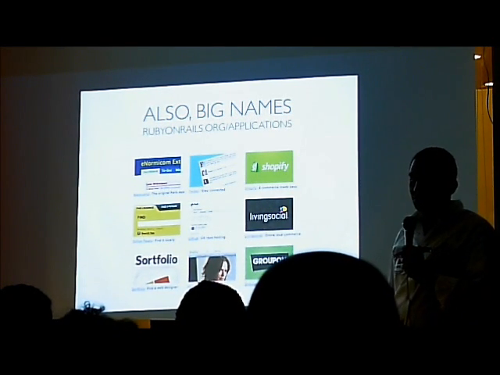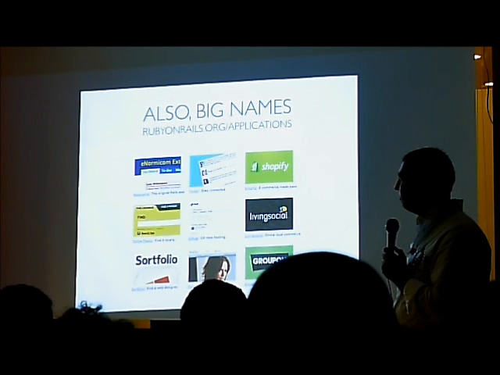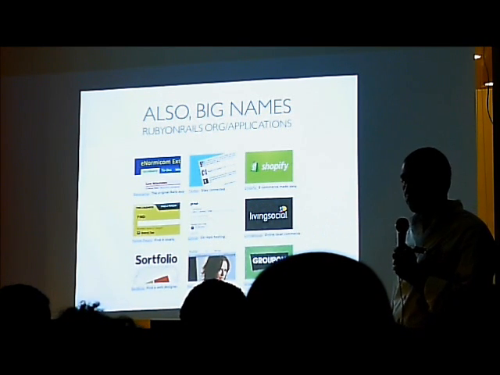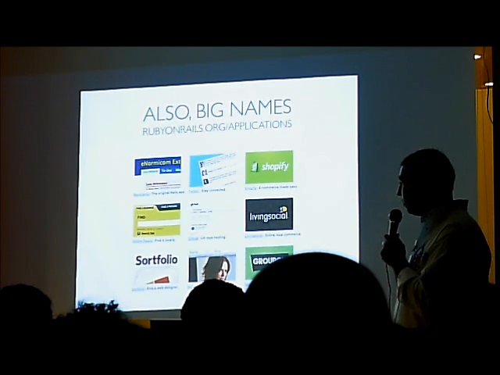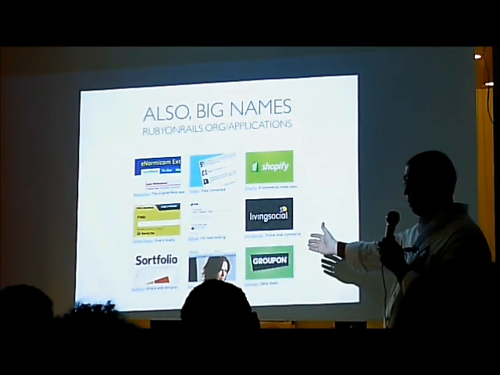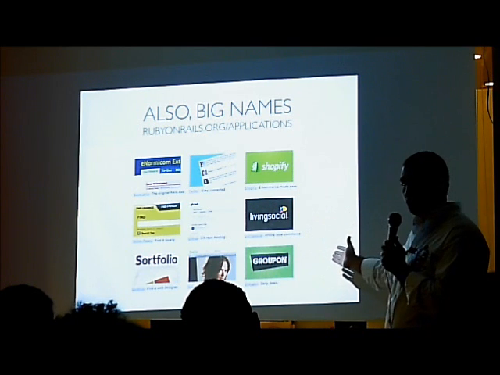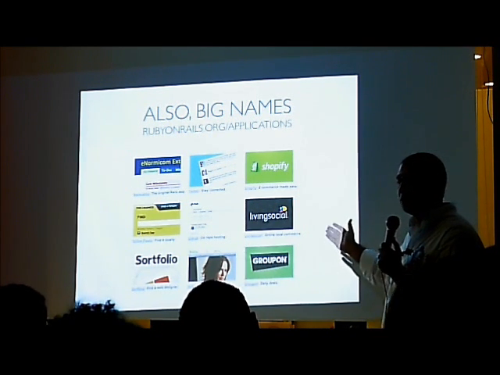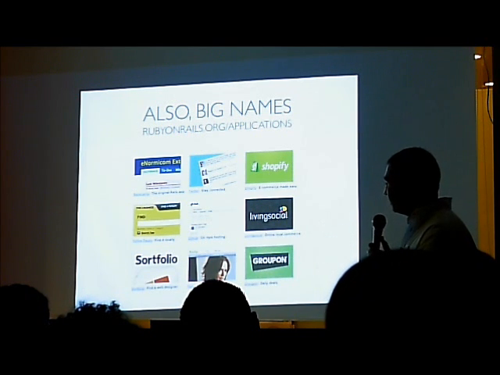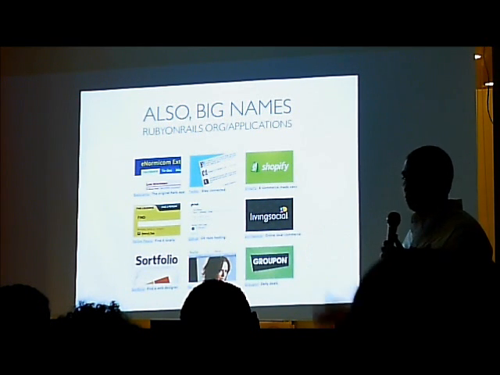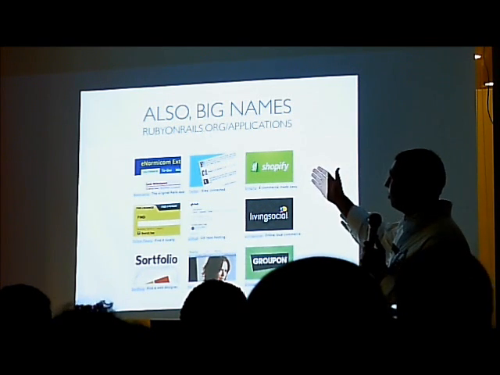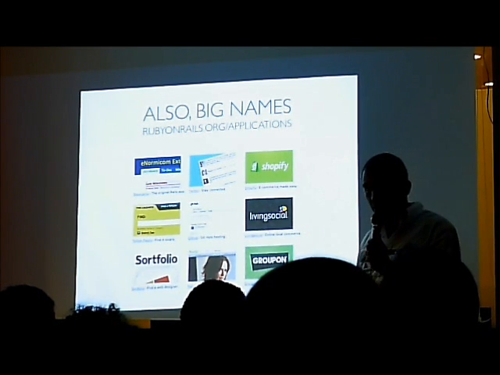There are also big names using Ruby on Rails. I've already mentioned Basecamp. Twitter was originally built on Ruby on Rails. Shopify, Yellow Pages, GitHub, Living Social, which recently bought the company GoNabbit, Hulu, and of course Groupon. There's a larger list on rubyonrails.org applications that you can check.